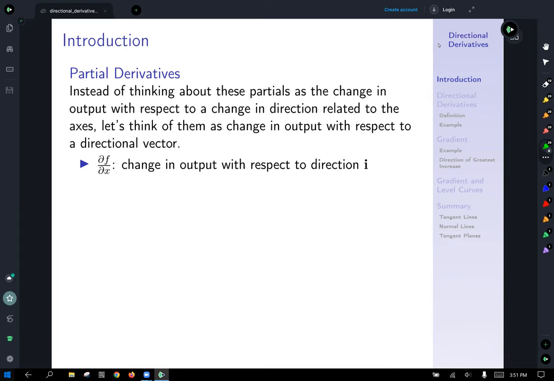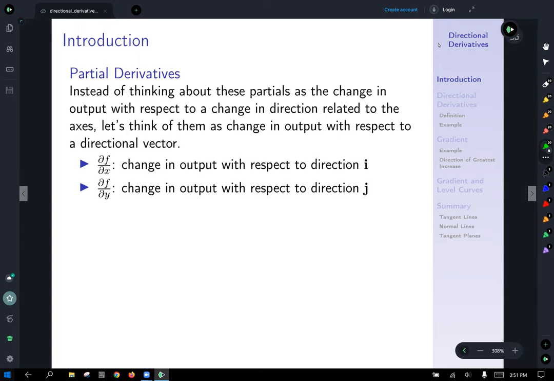With respect to our original things, we understand our partials in the direction of x and y. So the partial of f with respect to x is the change in output with respect to a change of one unit in the direction of x, which is the standard unit vector i in the x direction. And the partial of f with respect to y is the change in output with respect to a one unit change in the direction of y, which is our standard unit vector j.